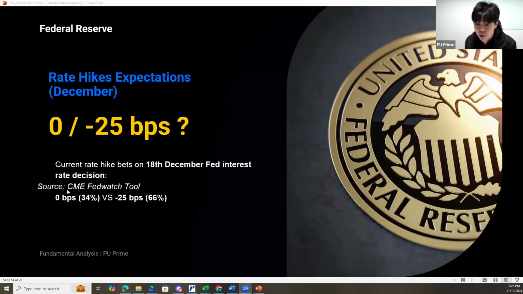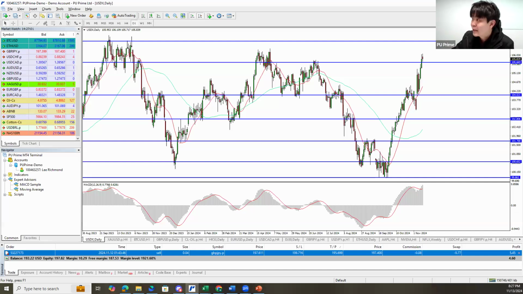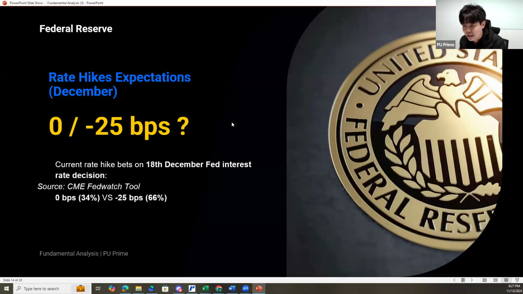But normally cutting interest rates will cause the dollar to go down, right? But recently the dollar continued going up. It's because previously, market participants were expecting the Fed might even cut 50 basis points of the interest rate. So just 1 to 2 months ago, market participants were expecting the Fed to cut 50 basis points. But until now, more than 50% are expecting the Fed will only cut 25 basis points. What does it mean? It means that the aggressiveness of the Federal Reserve to cut interest rates has already eased. The Fed might not cut interest rates aggressively anymore.